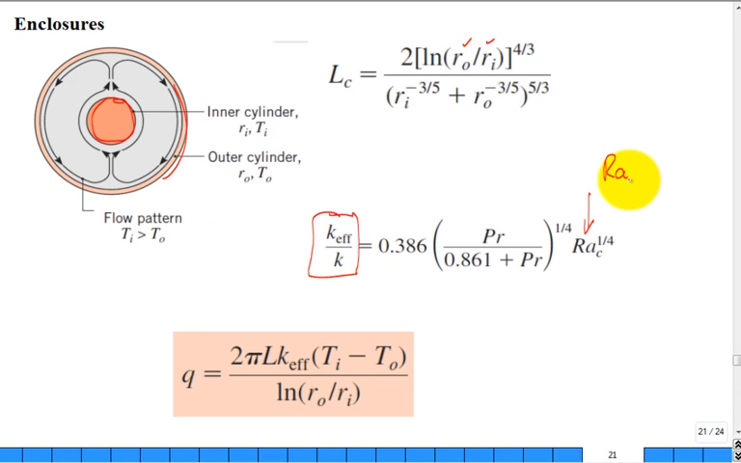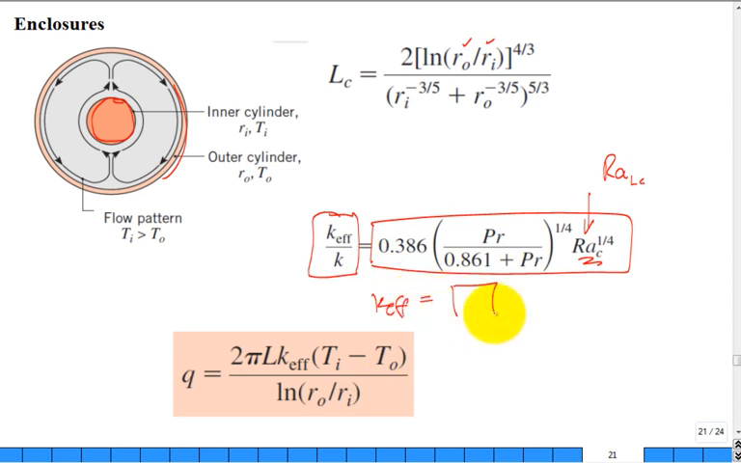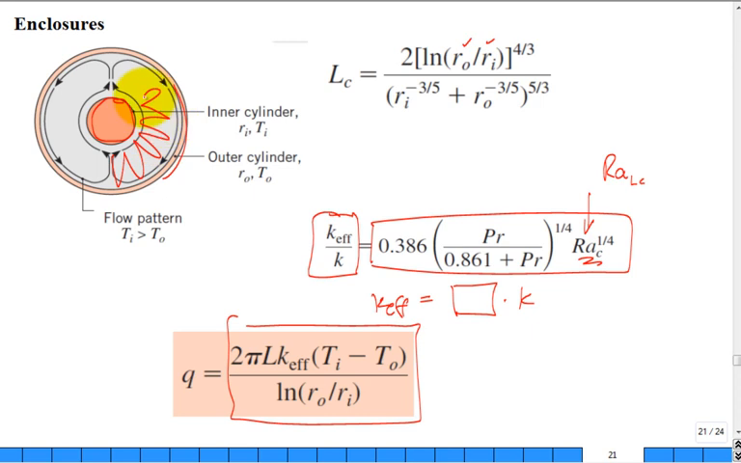I wish they would have put Ra_Lc, but they just put Ra_c. That sounds like the critical Rayleigh number, isn't it? But it's the Rayleigh number based on this characteristic length. Anyway, that should be Ra_Lc. You can stick that in there, and then you get a factor, such that K effective is some factor times the thermal conductivity of the stationary fluid. Well, this equation you should recognize. If this would have been a stationary insulation, you would just replace this by the K of the insulation. Just straight conduction.